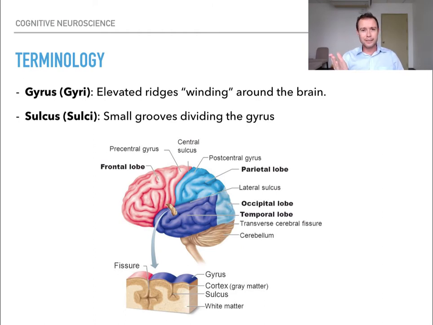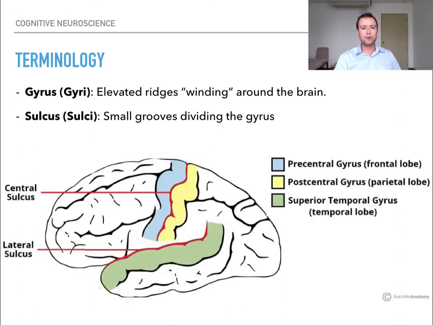Now, dividing those 4 major lobes there are especially deep sulci, also known as fissures. For example, you have a central sulcus that runs almost vertically, dividing the frontal and the parietal lobe. And then you have a lateral sulcus that runs almost horizontally, marking the boundary of the temporal lobe. So what divides the temporal lobe from both the parietal and the frontal lobe? This lateral sulcus is also known as the Sylvian fissure. You don't need to know the reason why.